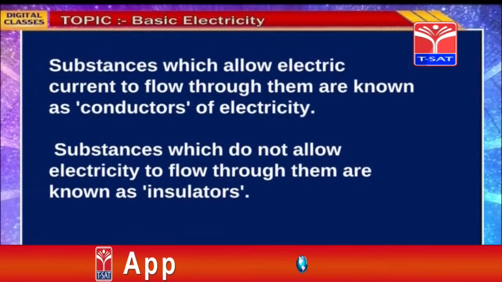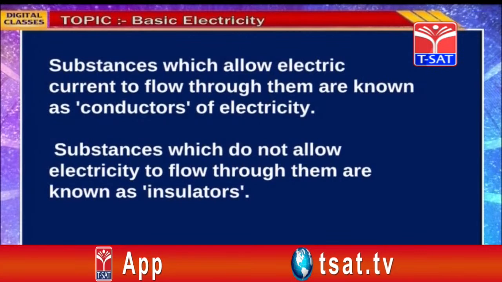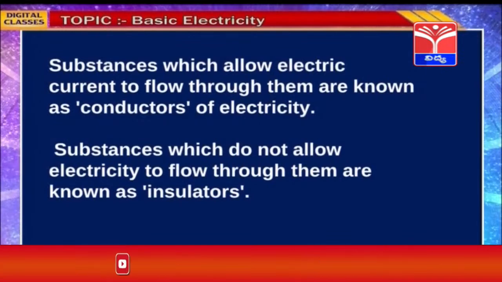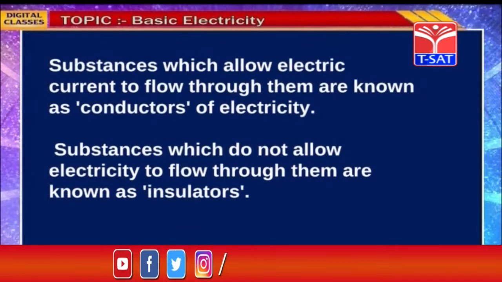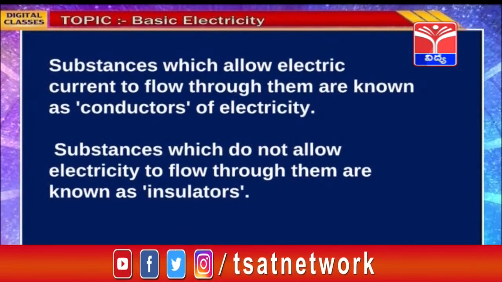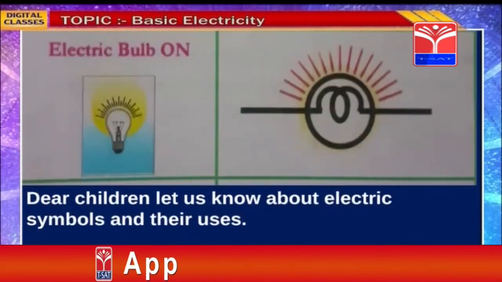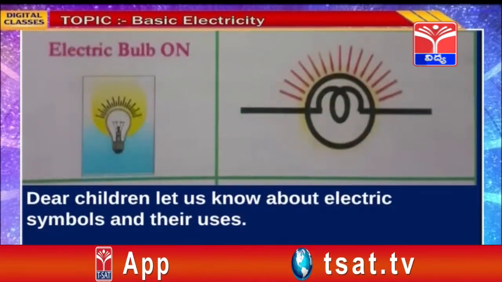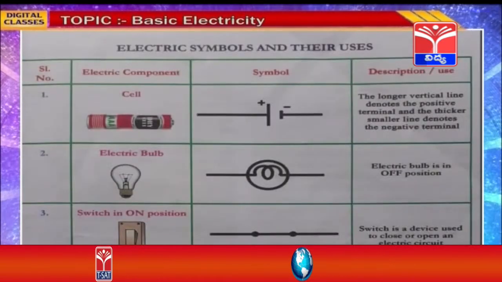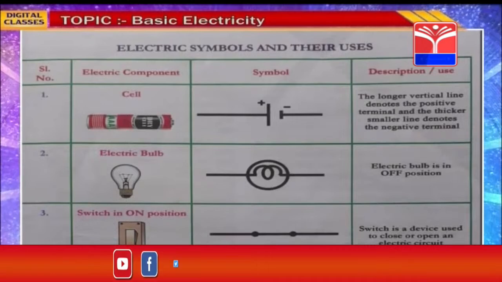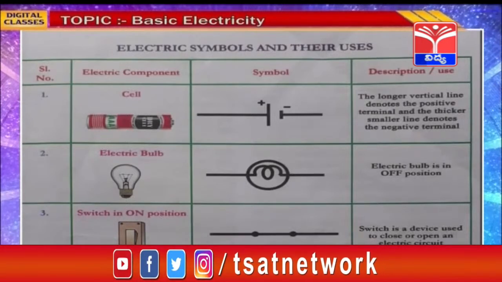Substances which allow electric current to flow through them are known as conductors of electricity. Substances which do not allow electric current to flow through them are known as insulators. Dear children, let us know about electric symbols and their uses. Observe carefully the various electrical appliances and their symbols in this figure.